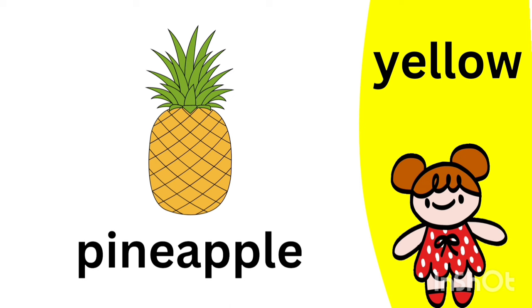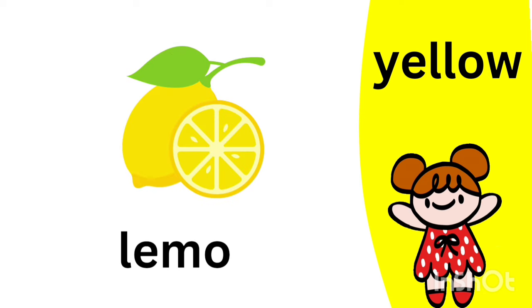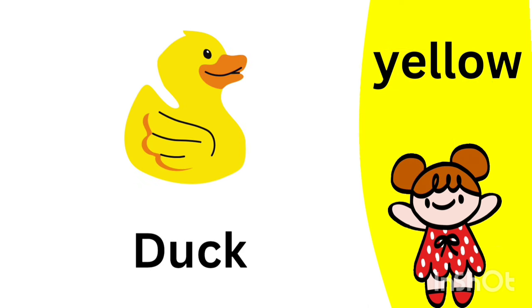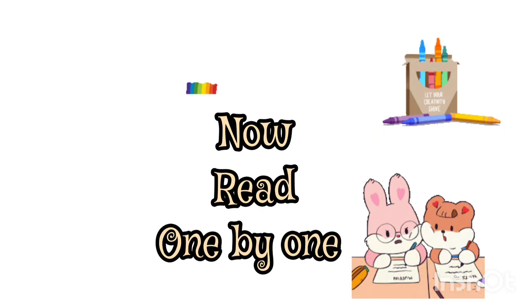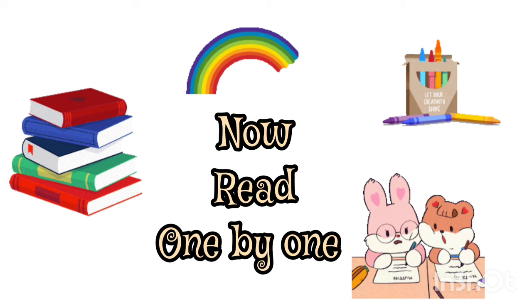Pineapple is yellow. Lemon is yellow. Duck is yellow. Banana is yellow. Now read one by one.